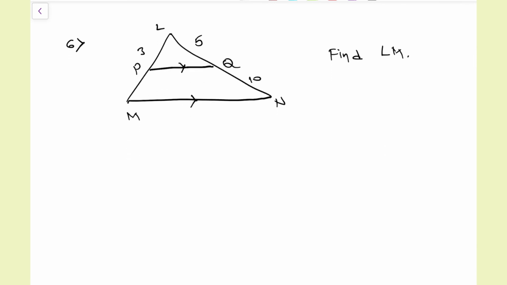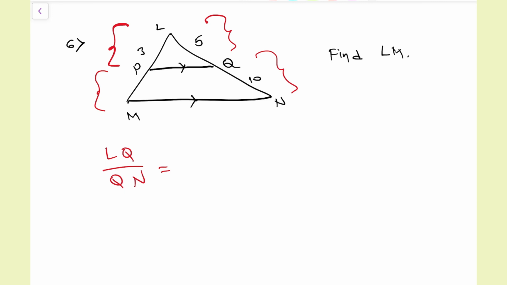Next, we have a triangle LMN, and PQ and MN are parallel to each other. LP is given as 3 units, LQ is 5 units, QN is 10 units. Then he is asking us to find out the LM value. So by the basic proportionality theorem, upper one by lower one, that is LQ by QN equals upper one by lower one, that is LP divided by PM. LQ is given as 5 units by QN is 10. That should equal LP is 3 divided by PM, which is not given, so I am writing it as PM only.